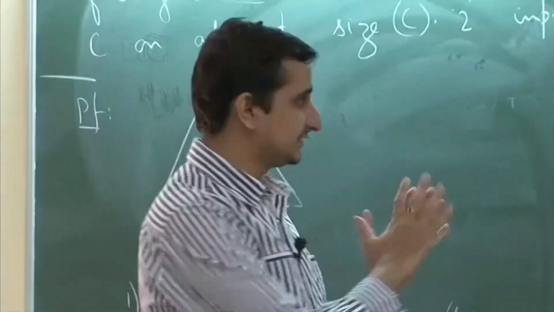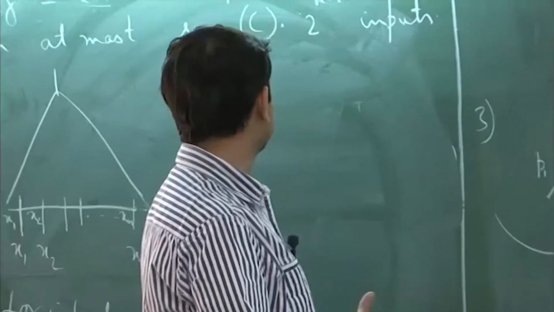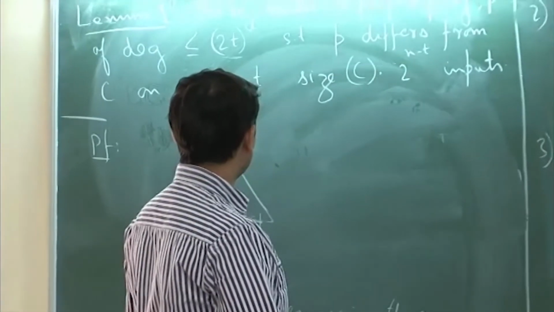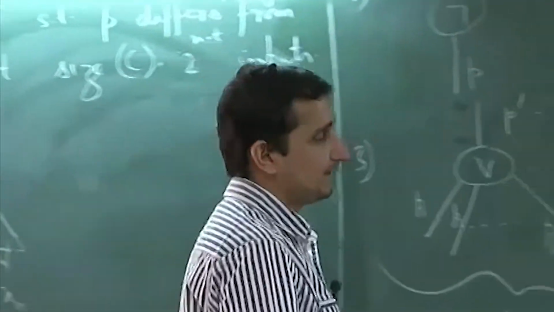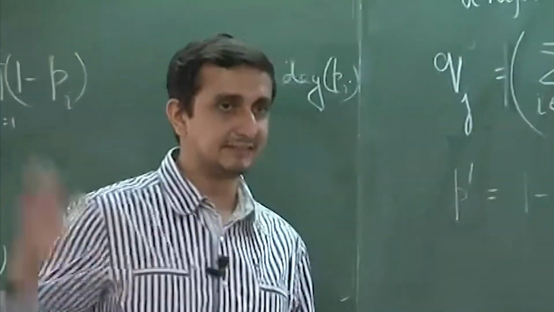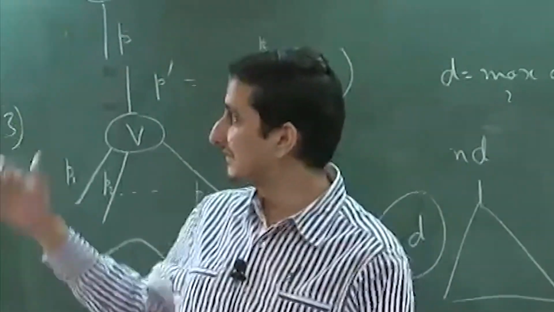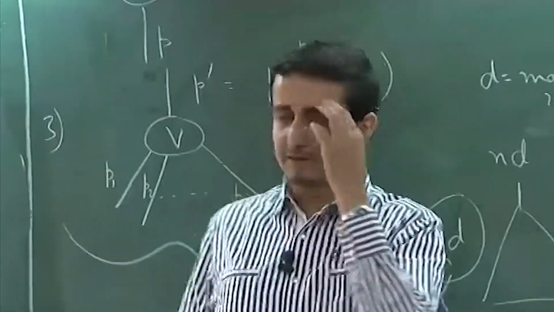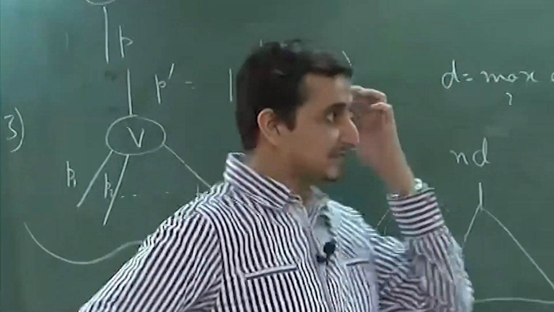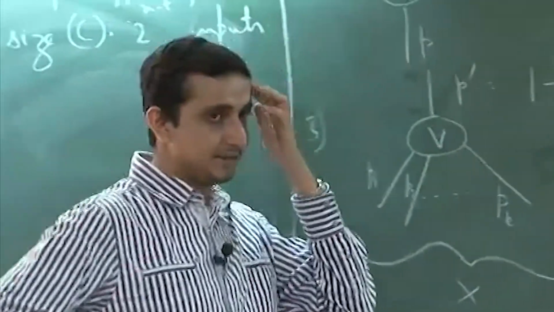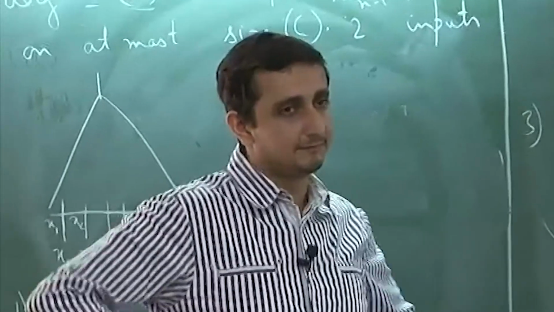Okay. But this is just one part of the proof. In the next part, we also have to show that parity cannot be approximated in this manner. So, here what we are saying is that AC0 can be approximated by a low-degree polynomial. We will show next that there is no low-degree polynomial that approximates parity well.